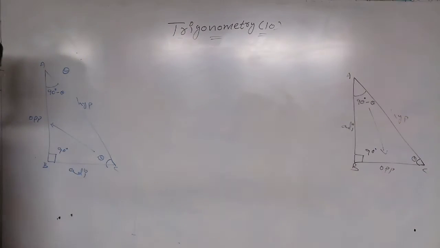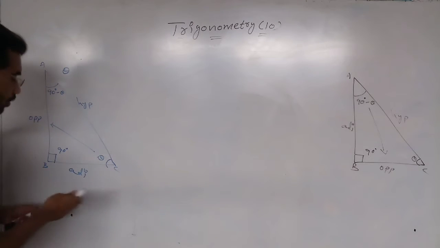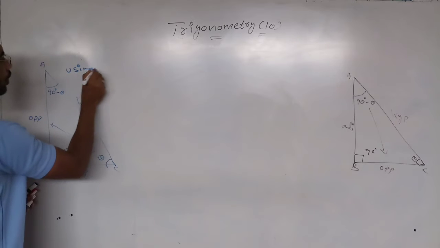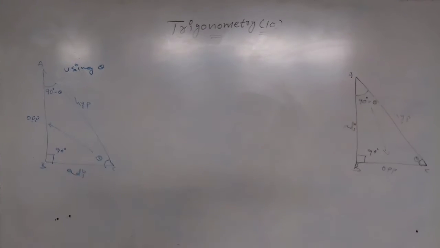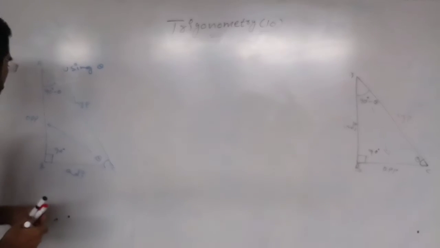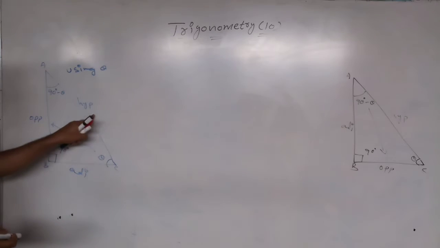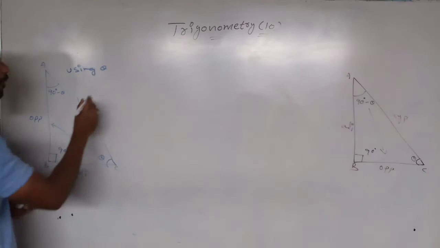Now first we will take one triangle and name it ABC, and we are using theta as the acute angle. Theta is opposite to this side, this one is the adjacent side, and this one will be the hypotenuse. See, another angle it is forming, 90 minus theta. How is it forming 90 minus theta?